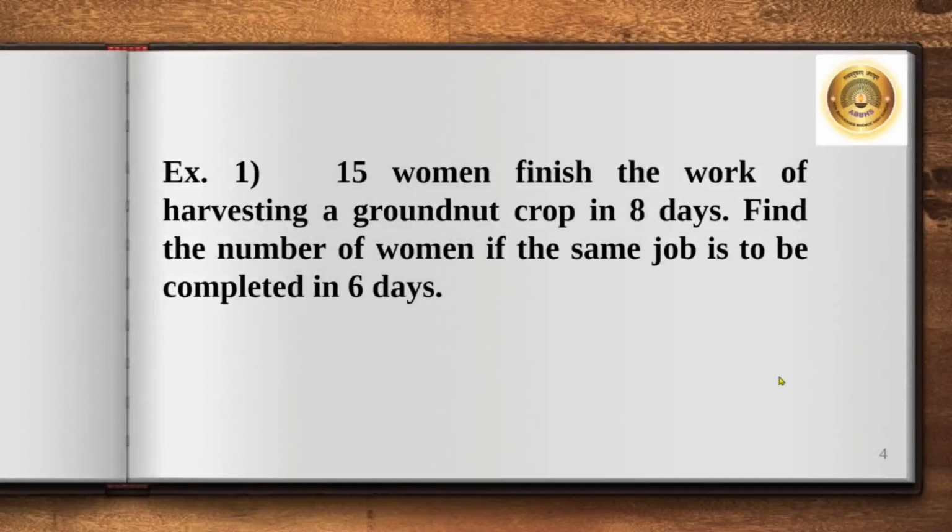This is an example from your textbook. Example 1. 15 women finished the work of harvesting a groundnut crop in 8 days. Find the number of women if the job is to be completed in 6 days. 15 women required 8 days. Now, the number of days has come down to 6 days. That means you'll require more workers or fewer workers? Yes, you will require more workers because you have less time to do the work. So this is an example of inverse variation. So let's see the solution.